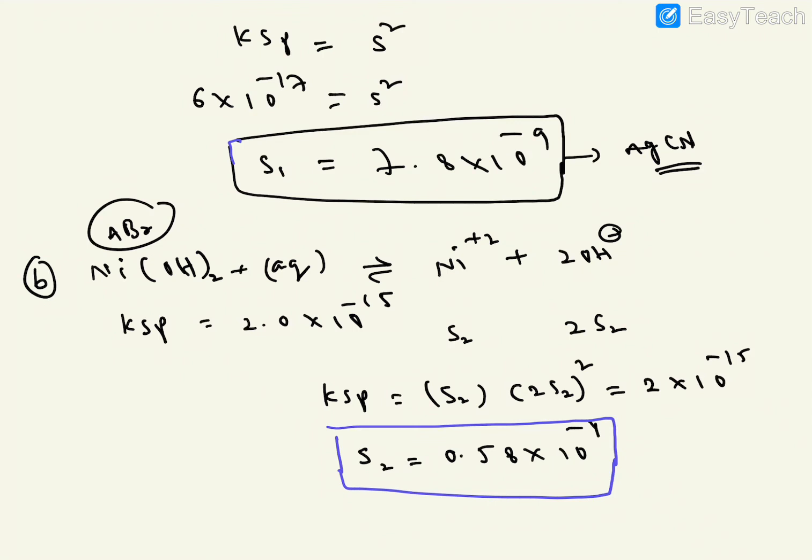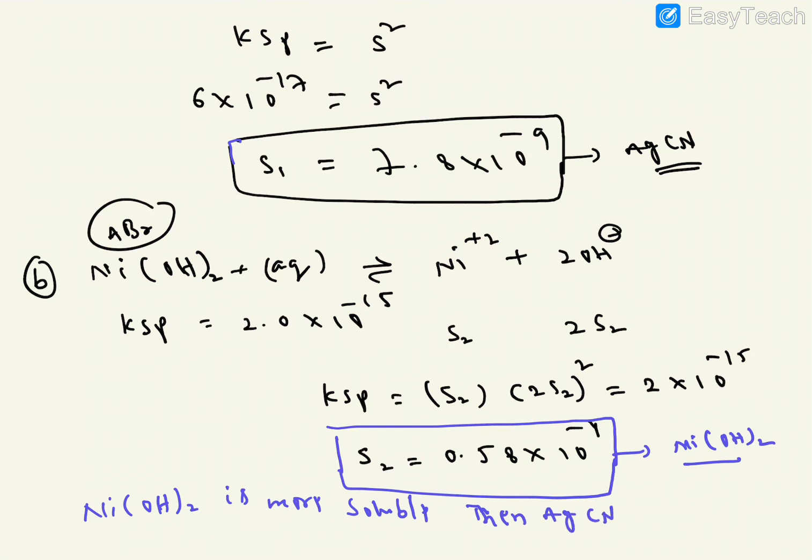So which one is more soluble? Here, this is the nickel hydroxide. Which has the higher ion concentration? This is the higher value. Therefore, nickel hydroxide is more soluble than AgCN. I hope it is clear.